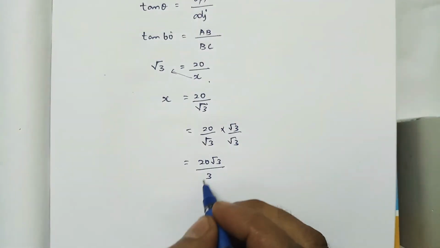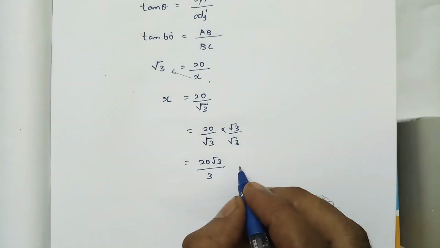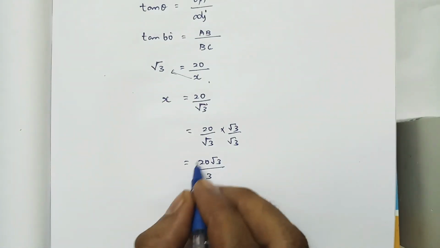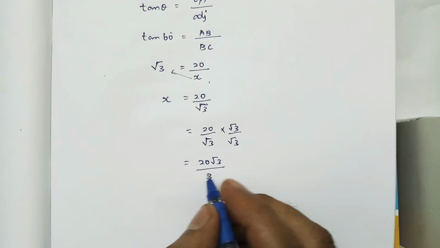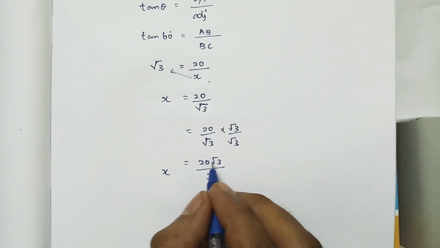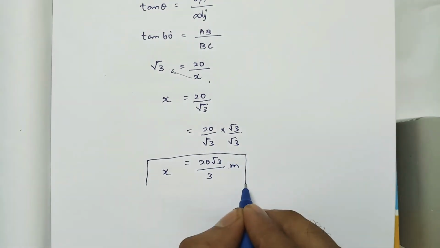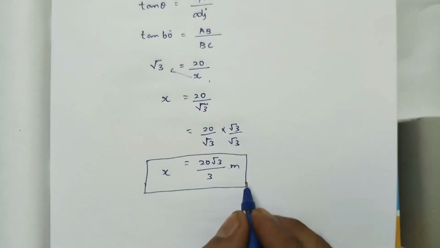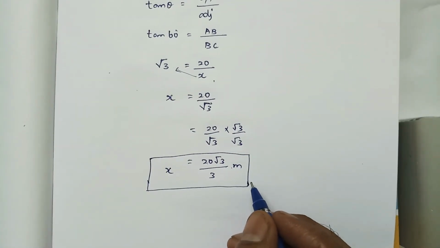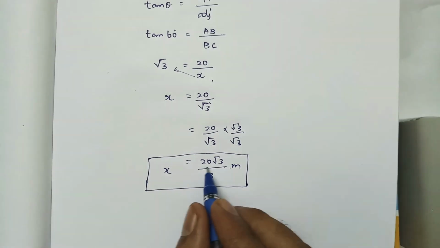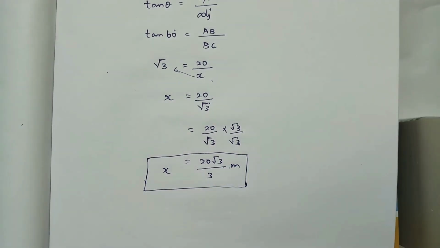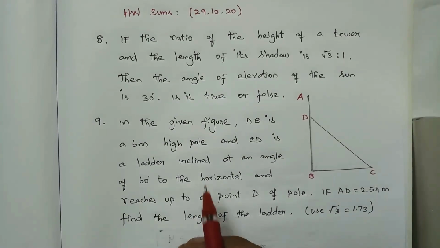Now is it possible to simplify? You can simplify, otherwise you can keep it as it is, no problem. There are no multiples of 3, so you can keep it as it is. So x is equal to 20 root 3 by 3 meter. That is the distance between the foot of the tower and the ball, 20 root 3 by 3 meter. Note down your homework sums.